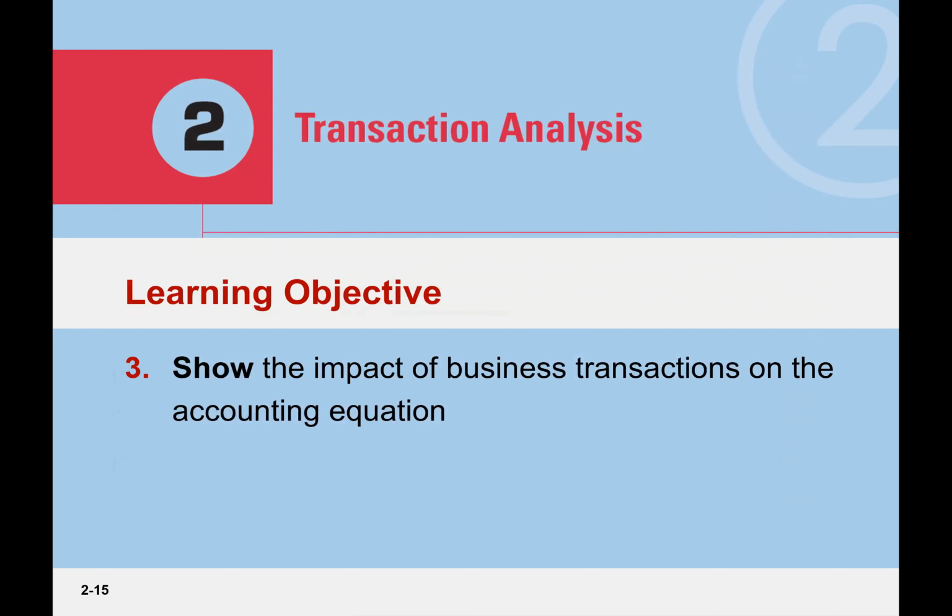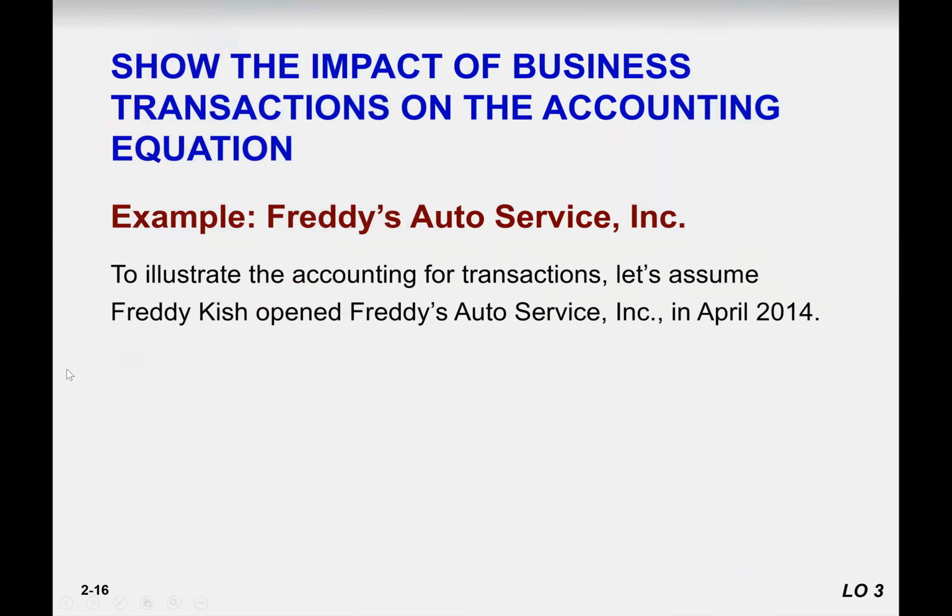That is, show the impact of business transactions on the accounting equation. Let's talk about this. This is exactly the explanation of the assignment. In order to understand the impact of business transactions on the accounting equation, we have your book example, and that is Freddy's Auto Service Incorporation, right?